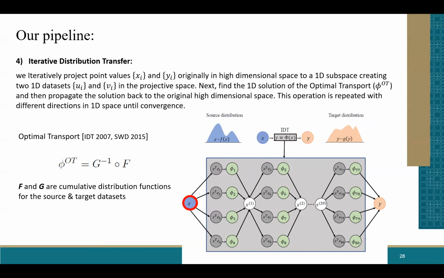Step 4, we use the iterative distribution transfer using optimal transport, with the closed form in 1D. We iteratively take the high dimensional vectors that we constructed and project them onto 1D subspaces, creating two datasets for the source and the target image. Next, we find the 1D solution of optimal transport and then propagate the solution back to the high dimensional space, and we repeat this operation with different directions in the 1D subspaces until convergence.